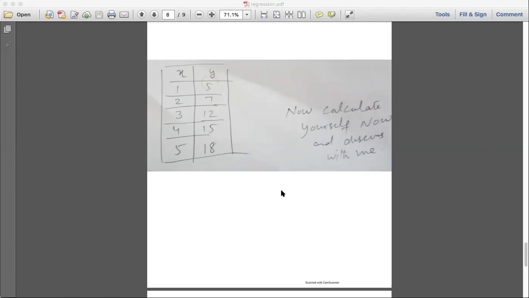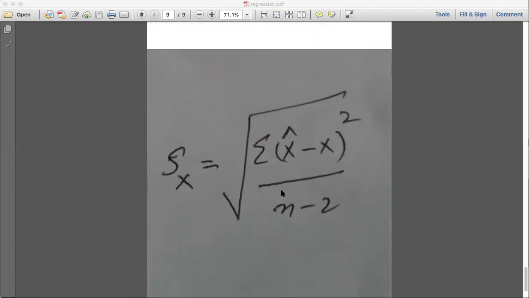And what is the formula to find the error of regression line x in terms of y? You can note down this formula. In the previous formula there was y hat minus y, but here we are finding the regression line x in terms of y. So the formula will become summation (x hat minus x) whole square divided by n minus 2. So this is the formula to find the standard error from regression line x in terms of y.